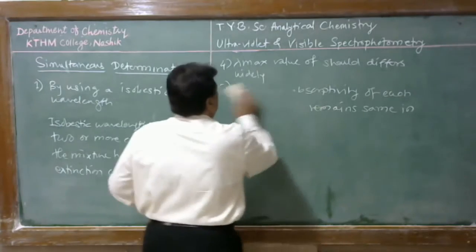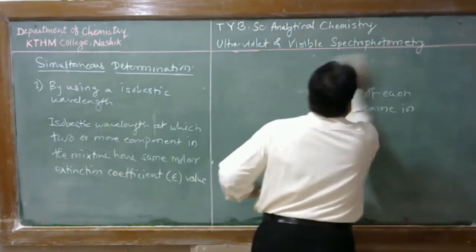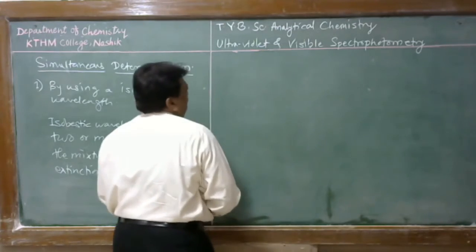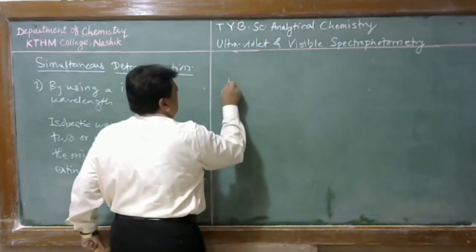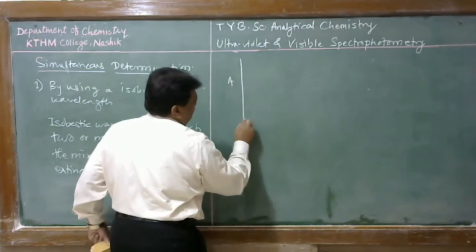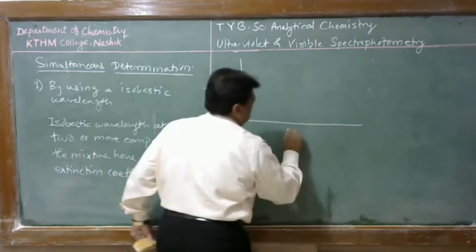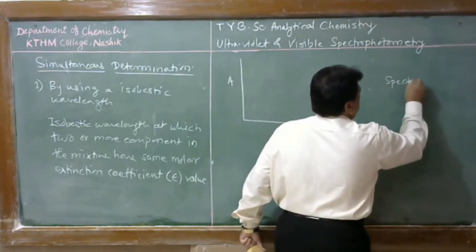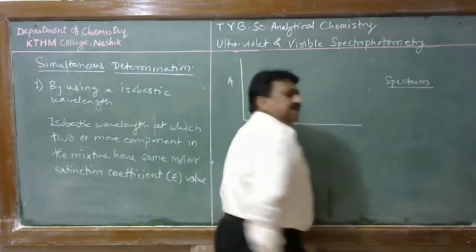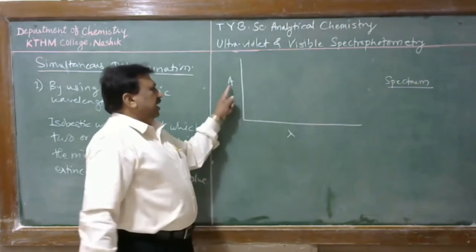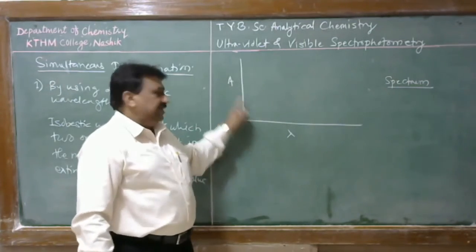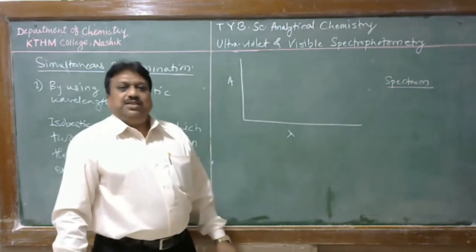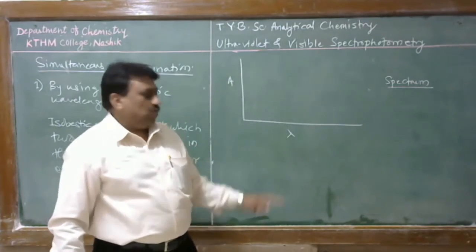Now what is this isosbestic wavelength? Isosbestic wavelength is identified by means of absorption spectra. Suppose this is the absorption as a function of wavelength. This graph is called a spectrum. In spectroscopy, a graph of absorption or transmittance as a function of wavelength is called a spectrum, and therefore the technique is called spectroscopy.